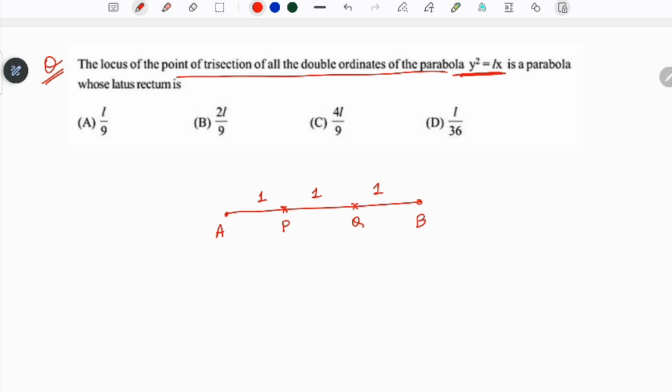Suppose I cut this line segment AB at 2 points P and Q, such that AP length, PQ length, QB length are the same. I get 3 equal line segments after cutting. Then I'll say P and Q are points of trisection. Okay. And now you tell me, P divides AB in which ratio?